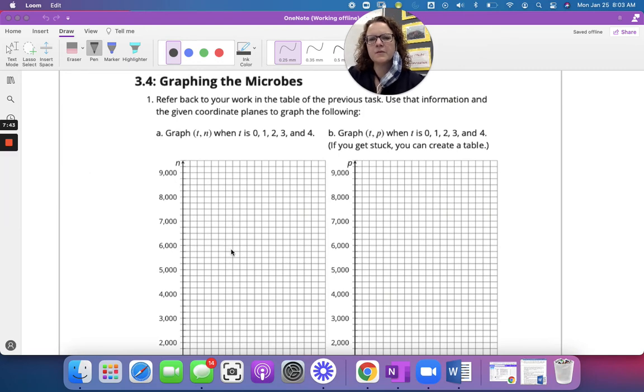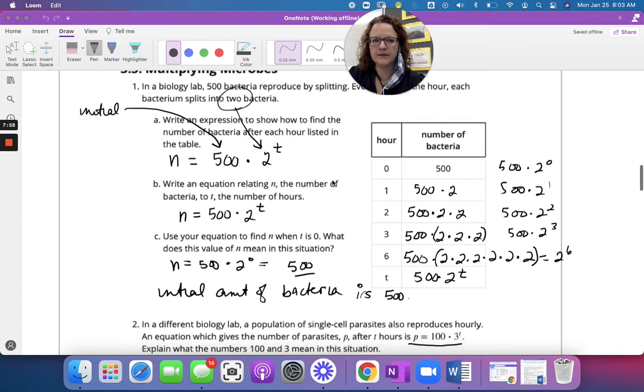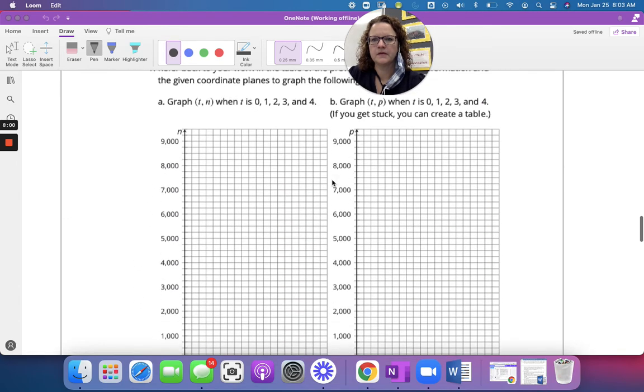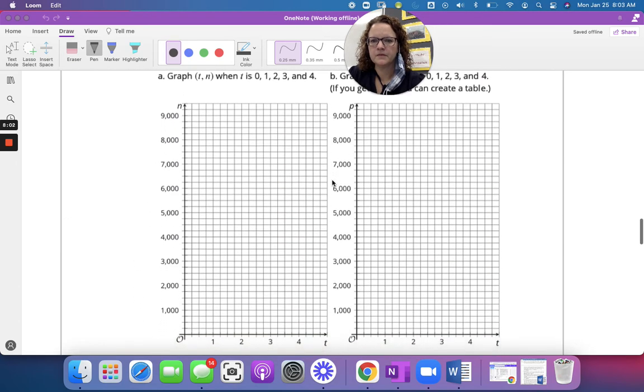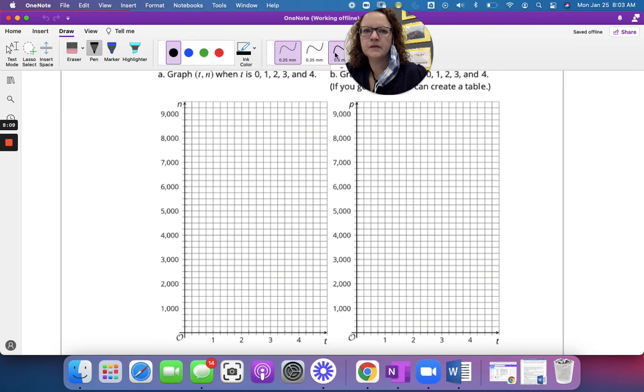Alright, so refer back to your work in the table, the previous task. Use that information and the given coordinate planes to graph the following. Graph t, comma n when t is 0, 1, 2, 3, and 4. So we're going up here, right? This is what we're graphing. Okay, so let's see. Get a little bit thicker pen. At time equals 0, we're at 500, right?